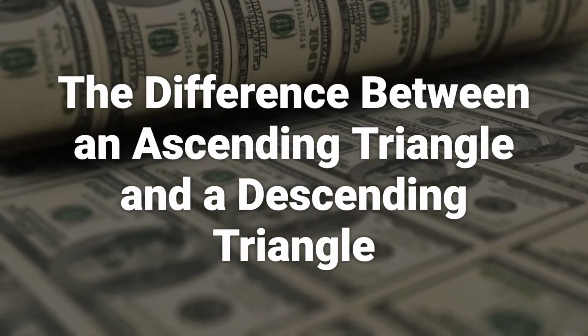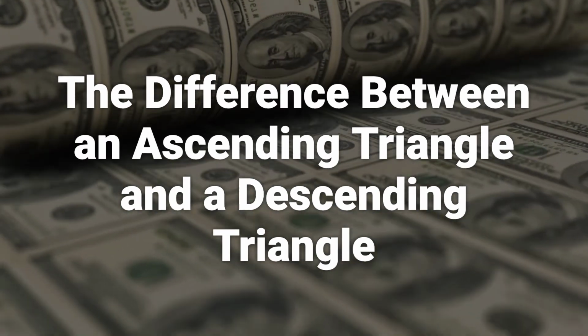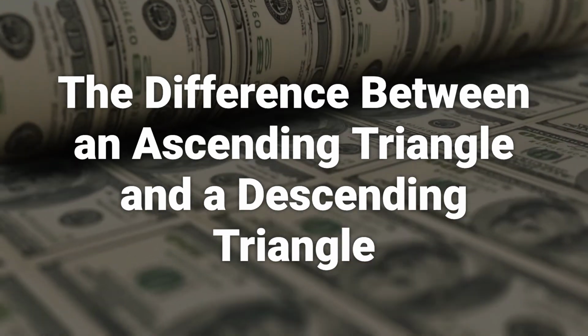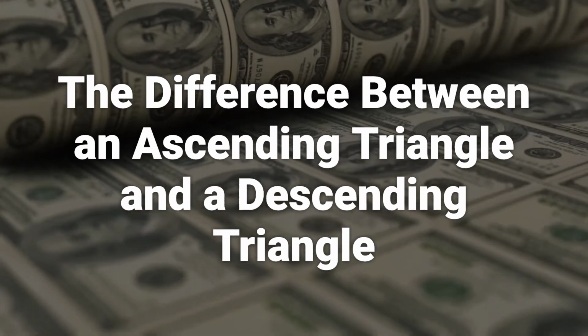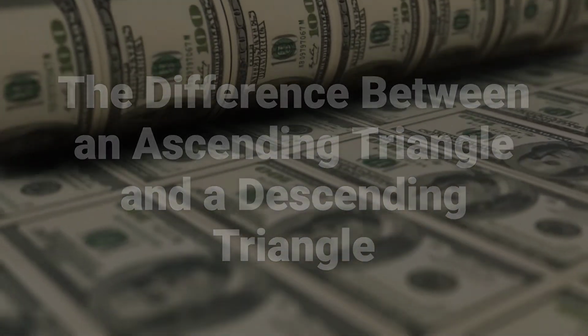These two types of triangles are both continuation patterns, except they have a different look. The descending triangle has a horizontal lower line, while the upper trend line is descending. This is the opposite of the ascending triangle, which has a rising lower trend line and a horizontal upper trend line.